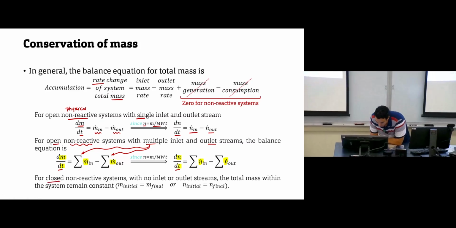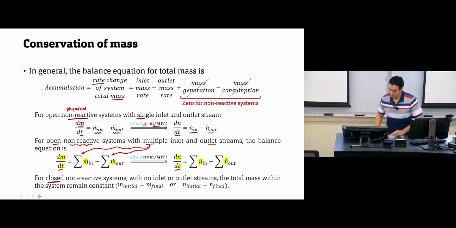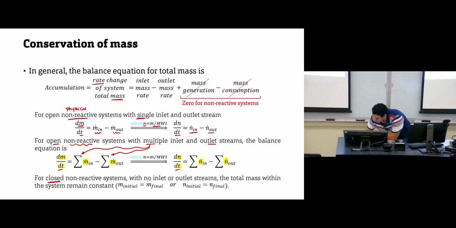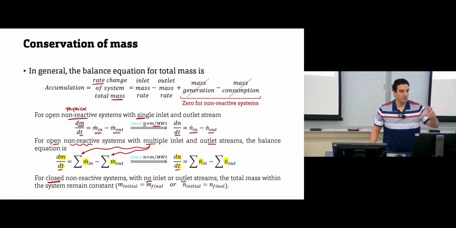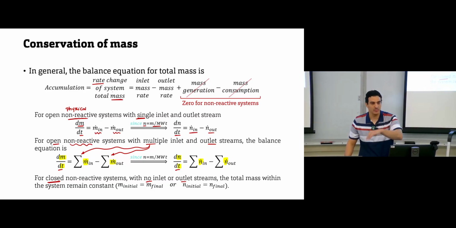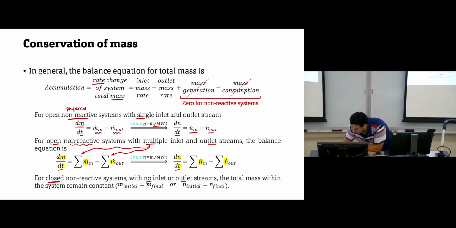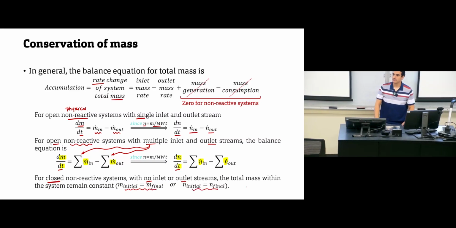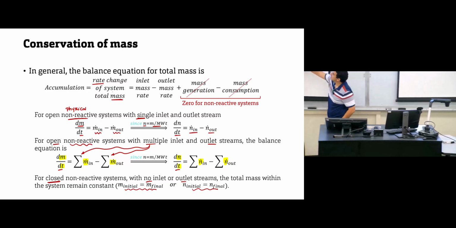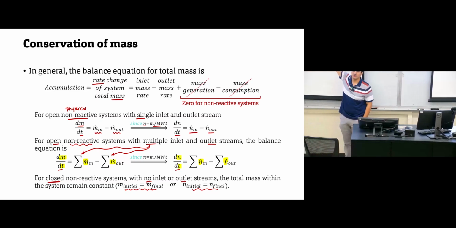But if we have a closed system, so a closed non-reactive system with no inlet and no outlet, the inlet and outlet terms will be cancelled. So we have dm/dt will be 0, or dn/dt will be 0, or we have the initial mass equal the final mass, or initial moles equal the final moles. So all of these things are just a simplification of the general equation we have above.